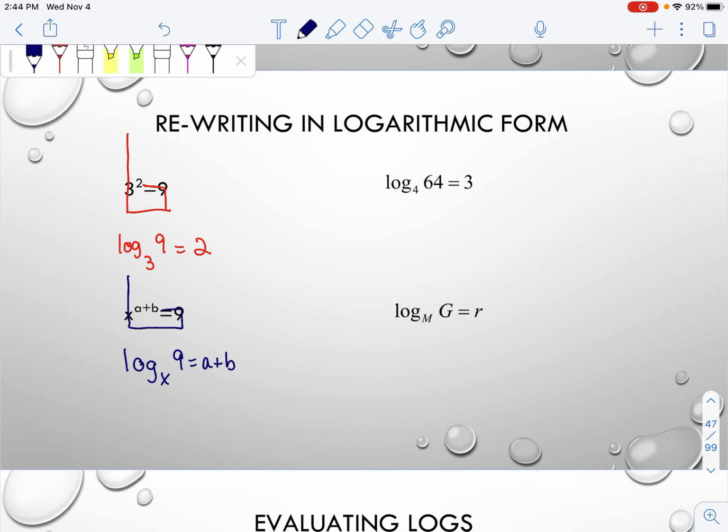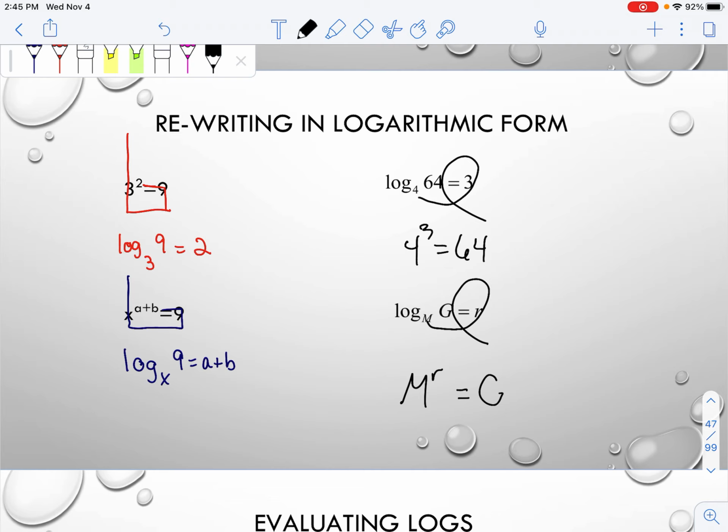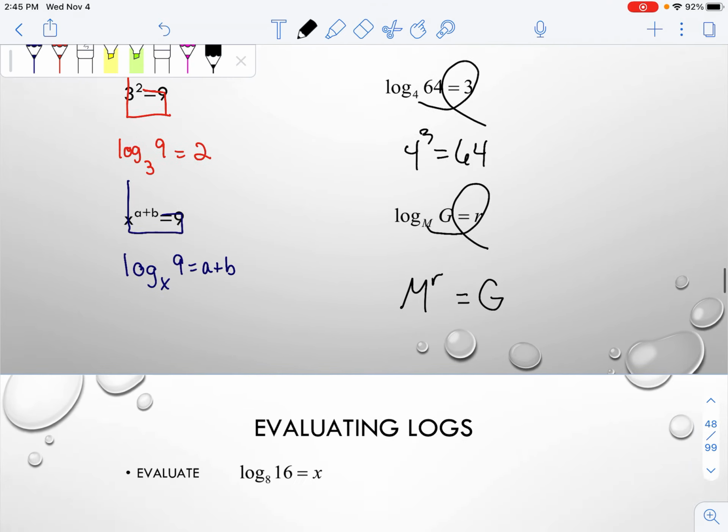Now let's try some here on the right side, logarithmic to exponential. You start with the b, the base, which here is 4. So 4 to the third equals 64. And that is in fact true. And this last one, again, it's all location and where we put things and how we write it. m to the r power equals g. Mr. G. So back and forth.